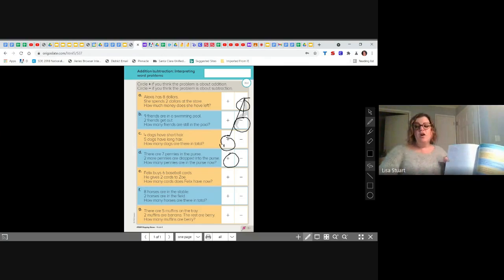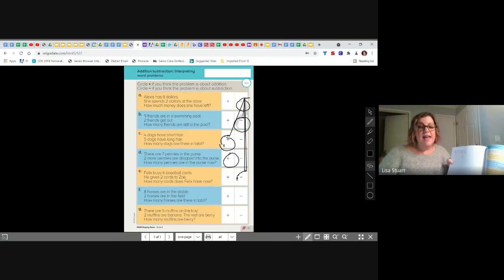He gives 2 cards to Zoe. How many should I cross out? How many did he give to Zoe? 2. I'm going to cross out 2. That means I'm taking away from the group. There are 1, 2, 3, 4 cards left. So that looks like 6 minus 2, or you can say take away, equals 4. Now, if we're taking away, we need to circle the subtraction sign. Okay, it's having a little bit of difficulty, but you know what to do.